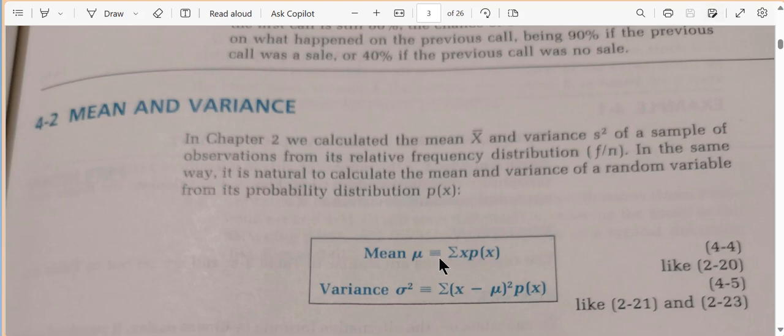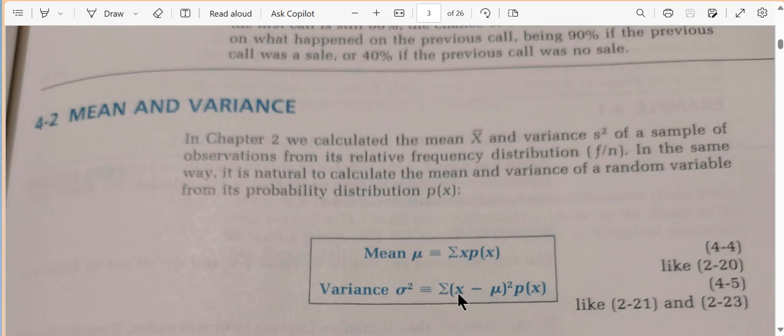So anyway, here, the mean, which we also call the expected value of x, or the mean of the random variable x, is the sum of x times p of x. We covered that in the other book, so I'm not going to repeat it. And this is the variance of the random variable, and it's very similar to the formula that we have for the variance of data.